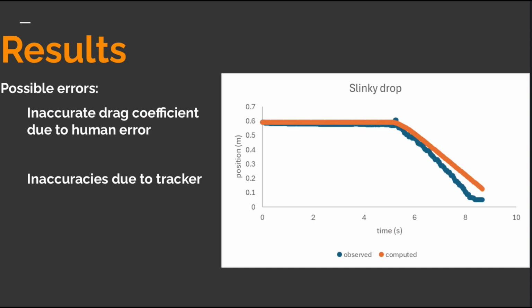So some possible errors why these graphs don't line up: inaccuracies in the drag coefficient due to human error, and inaccuracies in the tracker, which show a more erratic data set.